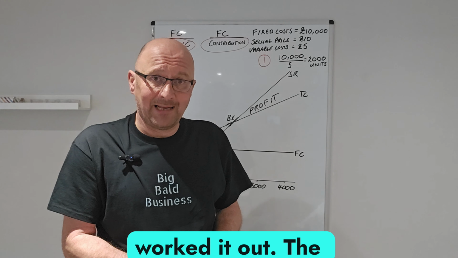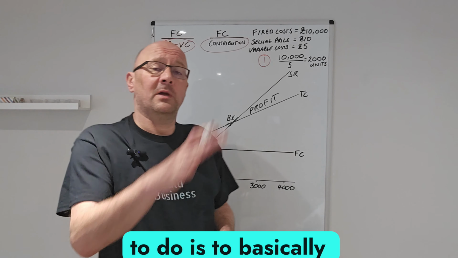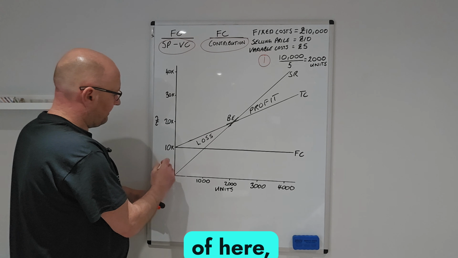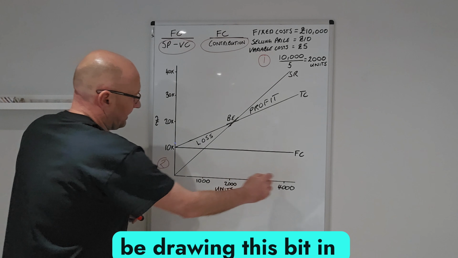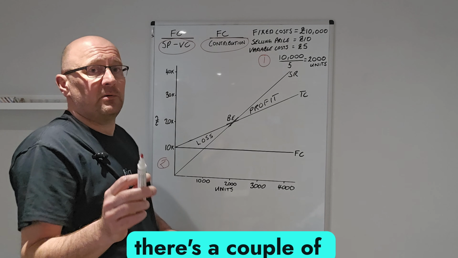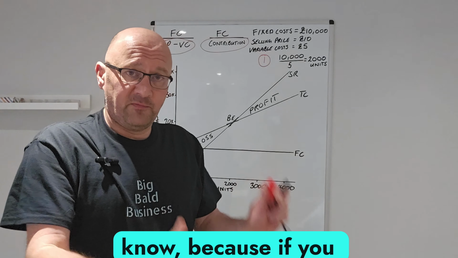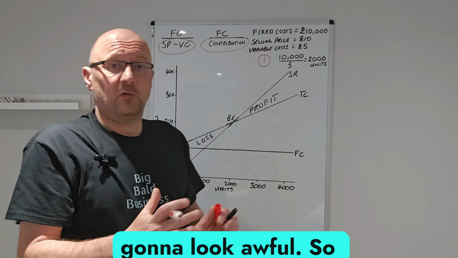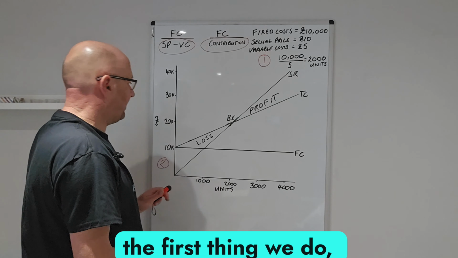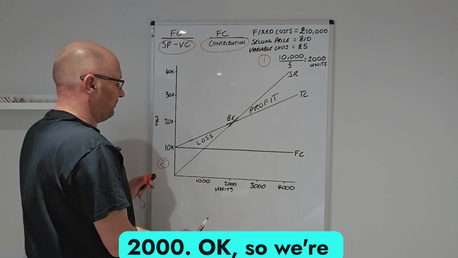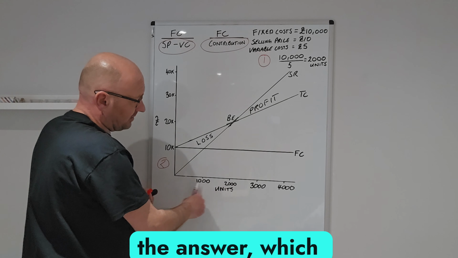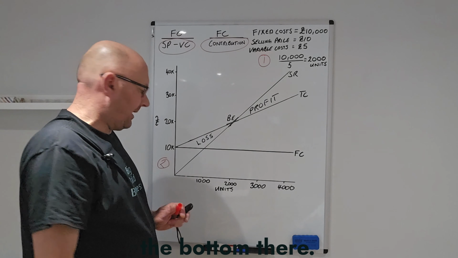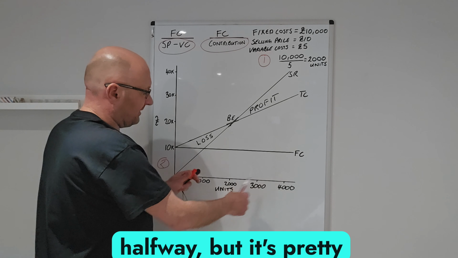Okay, so now we've worked it out. The next thing you need to do is to basically draw the axis. So I'm going to put number 2 kind of here, because you're going to be drawing this bit and this bit here. But there's a couple of tricks, a couple of things you need to know, because if you don't do it this way, your chart is going to end up squashed over one side and it's going to look awful. So first thing we do, we know the answer is 2,000. We're going to make sure the answer, which we've worked out, is roughly halfway along the bottom there. I haven't done exactly halfway, but it's pretty much halfway.